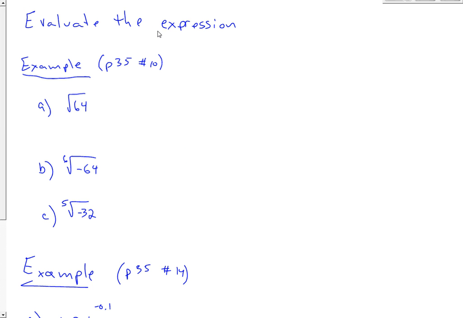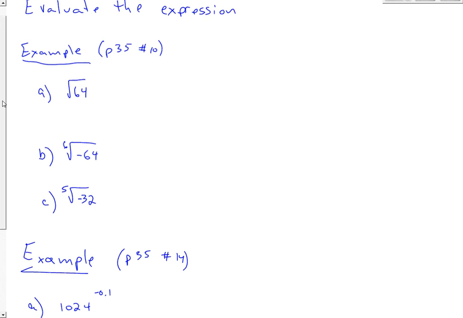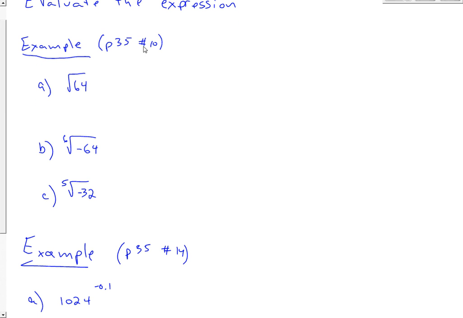Okay, let's look at here. We need to evaluate the expression. This is number 10 on page 35 in the college algebra book. So the square root of 64, we could just break this down a little bit. We could think about the square root of 64 as 8 squared, the fact that 64 is 8 squared. Then we know that the square root cancels out the 2 here, and we will get our answer of 8.